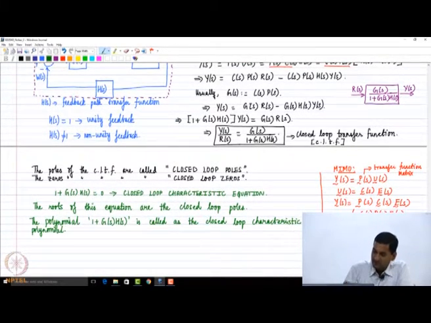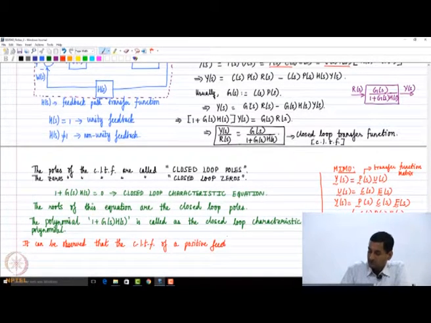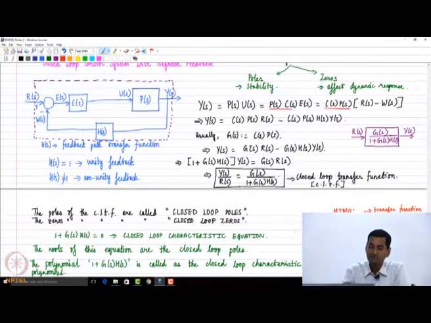It is easy to show that the closed loop transfer function of a positive feedback system, with everything else remaining the same, right? The only thing is we have positive feedback. What do I mean by positive feedback? Here, instead of subtracting, I add.